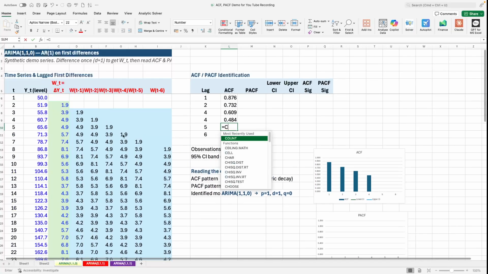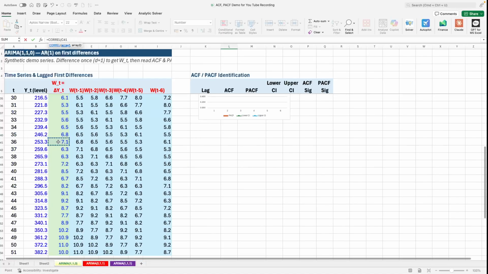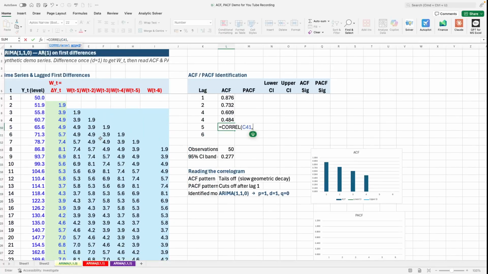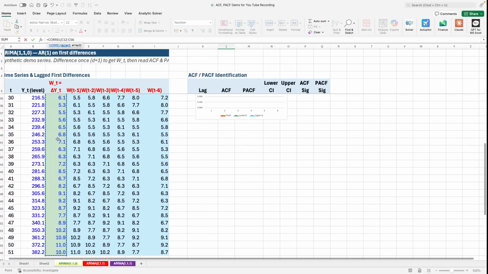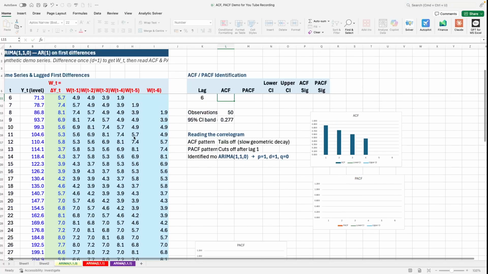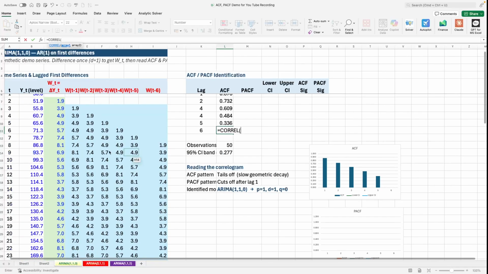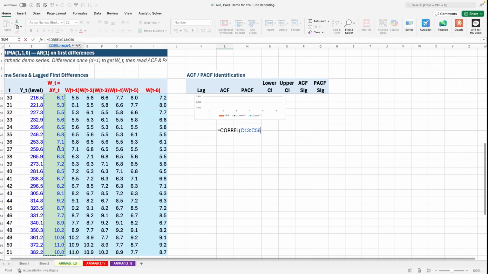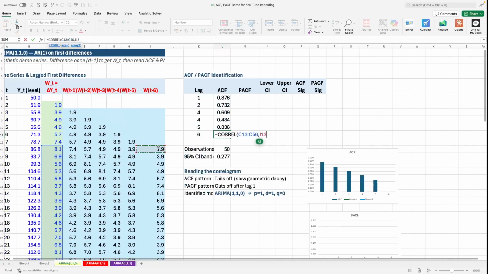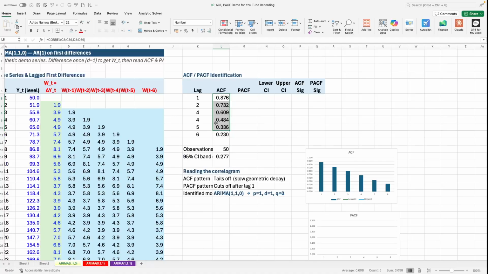Now then the fifth one, comma. So this is the correlation, the fifth one. Sixth one, the last one, this one, comma, this one. This is how we can calculate the autocorrelation.